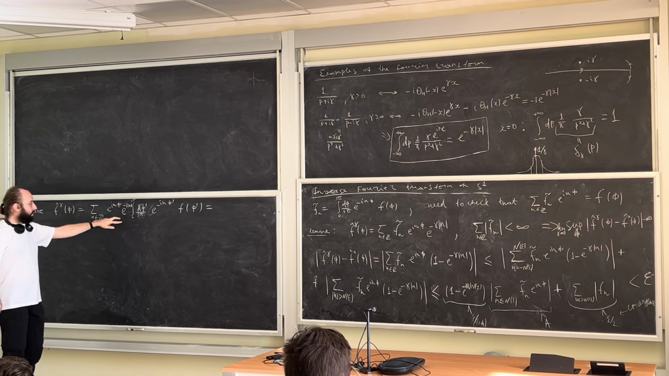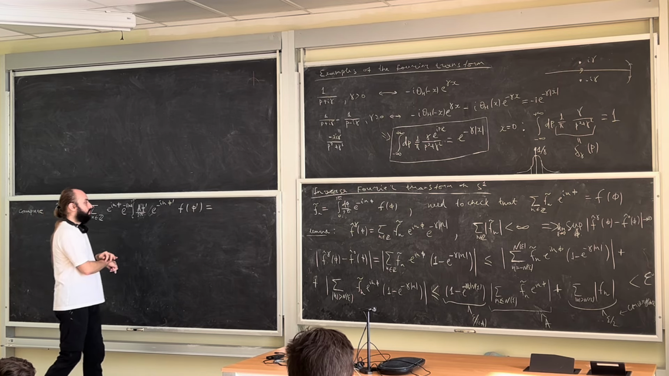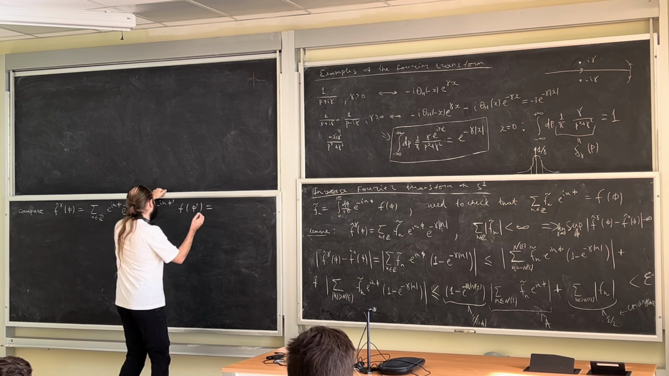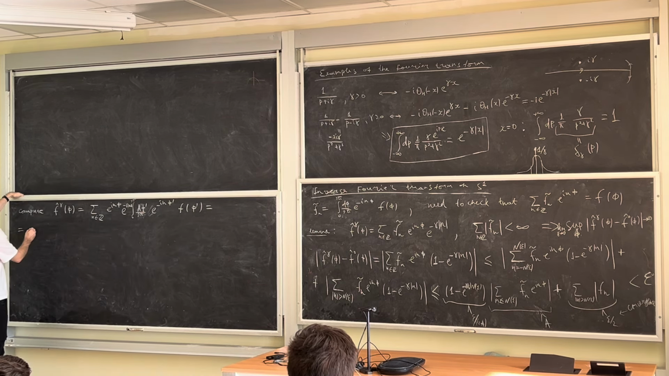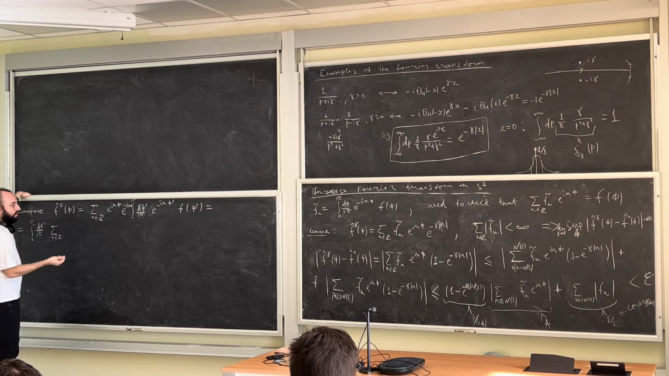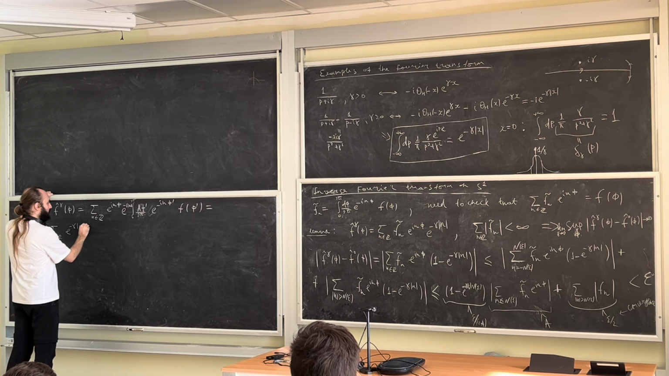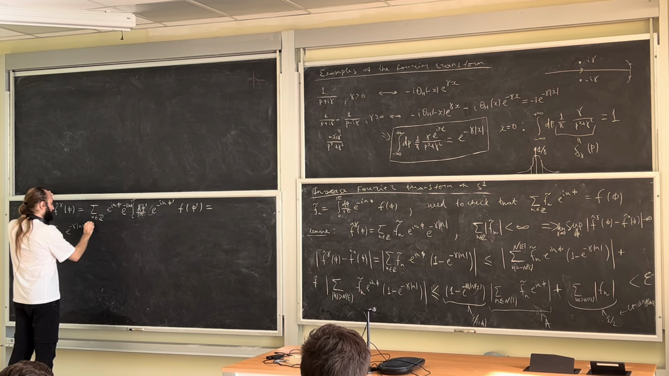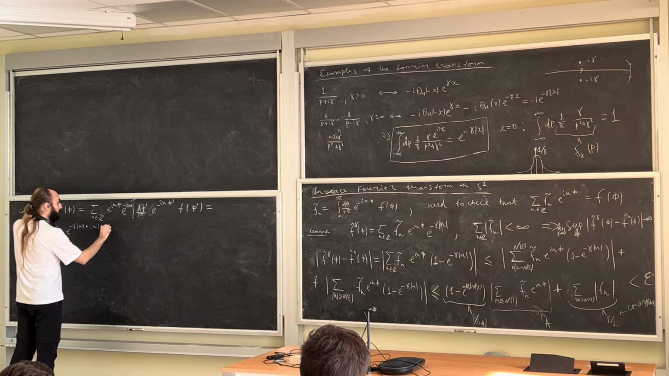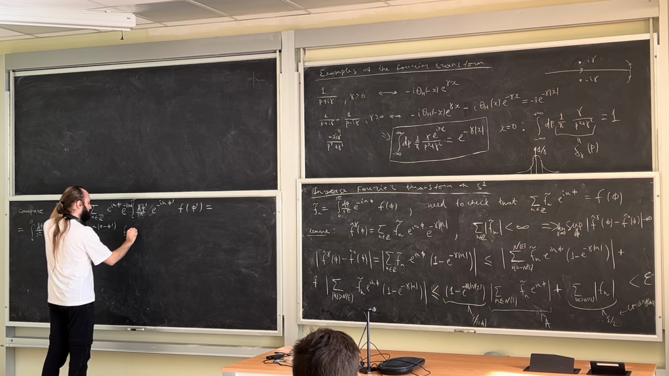So we can move this integral outside because the sum is well convergent. We can write it as integral from 0 to 2 pi d phi prime over 2 pi times sum over integers e to the minus gamma absolute value of n plus i n (phi minus phi prime) f of phi prime.